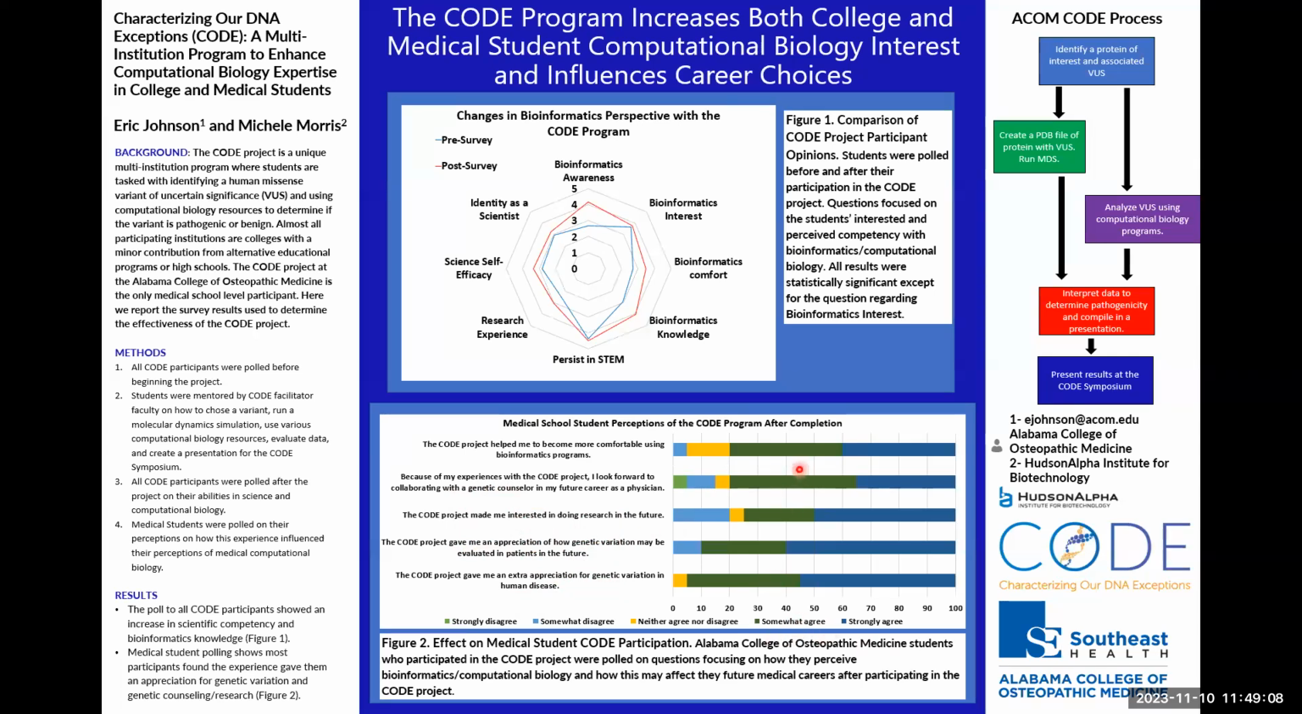As you can see here, almost all the students answered either somewhat agree or strongly agree with all these statements. Only a few were either neutral or somewhat disagree. Largely, this CODE project is very successful at giving students an appreciation for bioinformatics, exposing them to these different programs to help them analyze genetic variation, and they can now understand how genetic variation contributes to disease in humans.